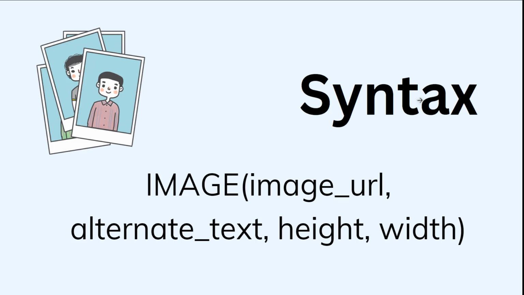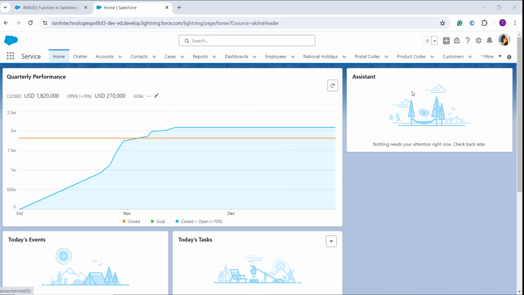So let's see how you can use this image function in Salesforce Lightning as well as the classic user interface with the help of examples. Here I open my Salesforce account and I am in the Lightning interface. I click on the gear icon and select the setup option to redirect myself to the main home setup page of the Lightning interface.